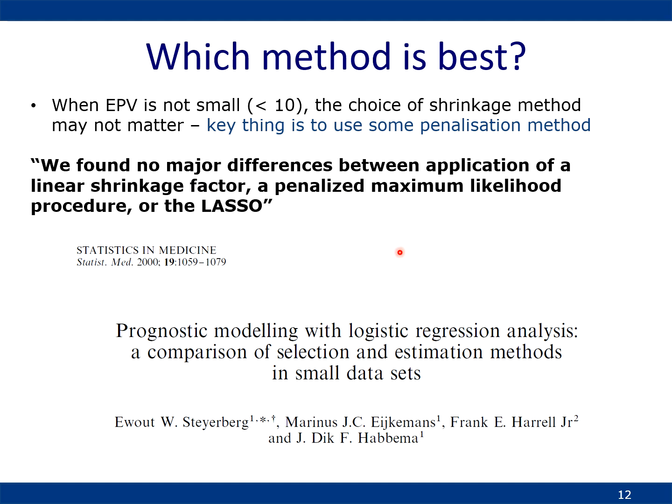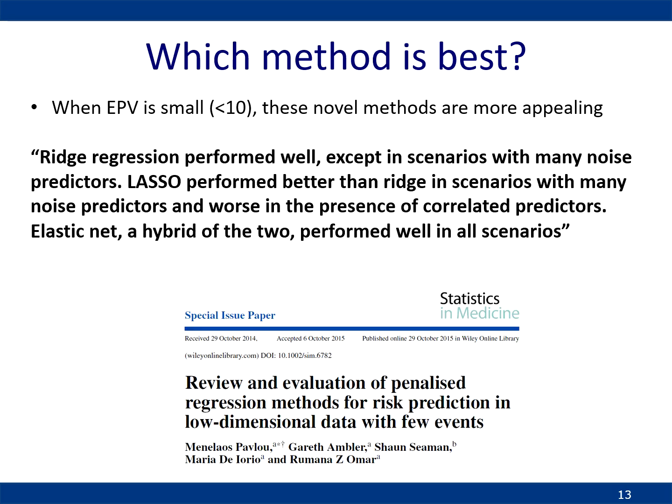And this is in settings where the events per variable is decent, so the sample size is reasonably okay. However, other people have looked in settings where the events per variable is small, so let's say less than 10, maybe 5 or less events per variable.